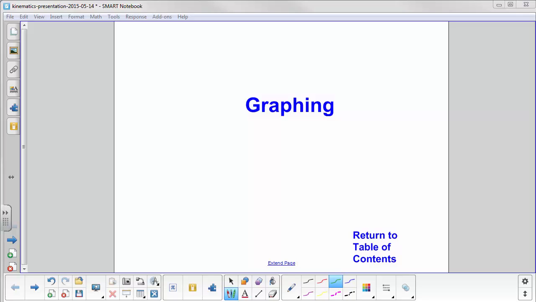There are many ways to solve physics problems. We have certainly used algebra, we've used geometry, and we've also used graphing. For the rest of this chapter, we're going to focus on the power of graphing to solve problems.